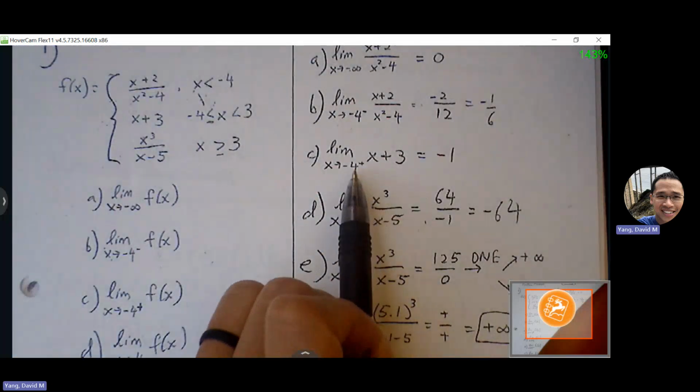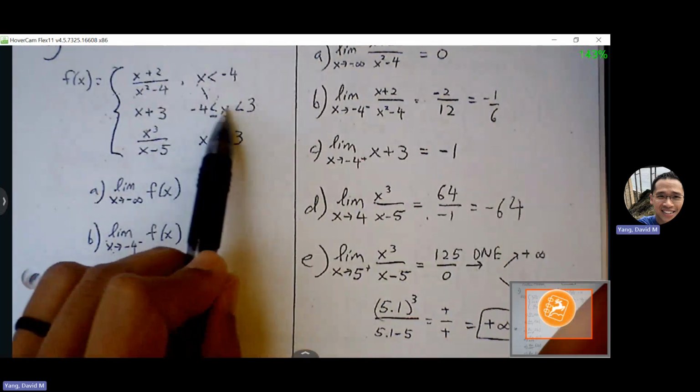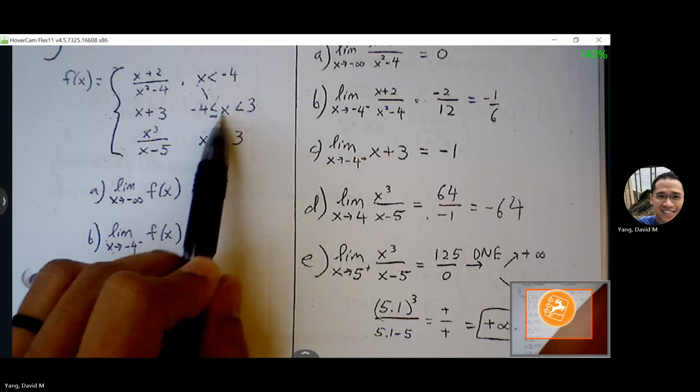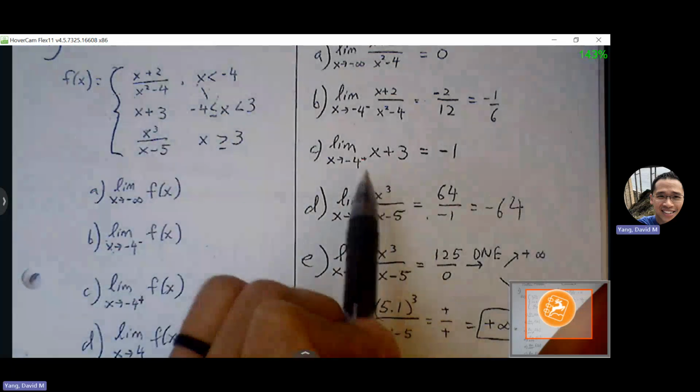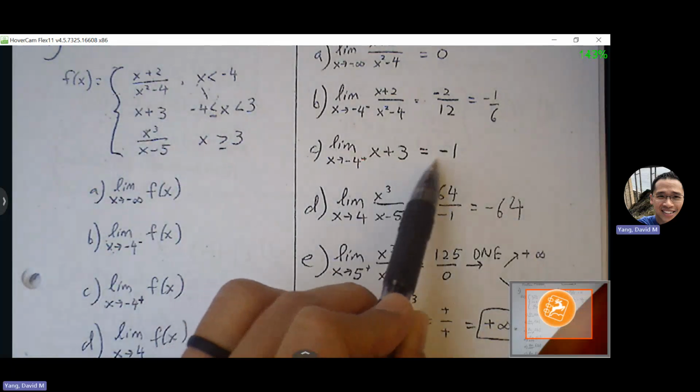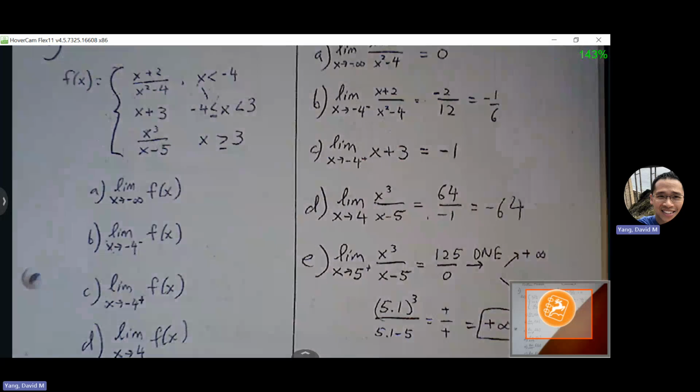Limit as we approach -4 from the right side of -4, that's going to be over here. So the x plus 3, insert -4 in for x, we get -1. That's a real number. Nothing more to do. Right? We only have to worry about a one-sided limit doing decimals if we get like a 10/0, 8/0. There's got to be some indication of a vertical asymptote before we even play with decimals.